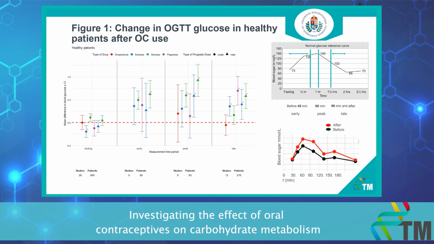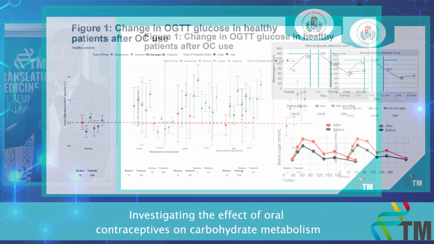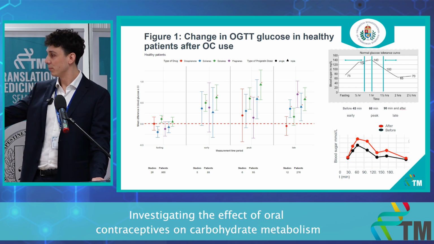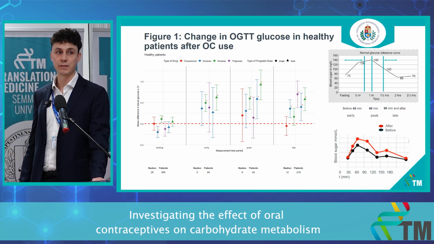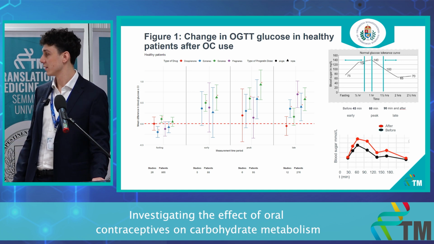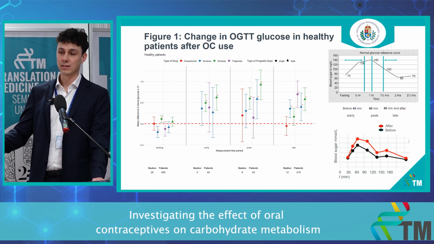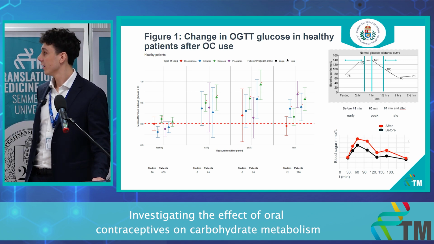We have an early value, which represents the fast-acting glucose. So it's the values that are before 45 minutes on the OGTT test. We have a peak category, which represents the values at 60 minutes, and we have a late category, which represents the values at 90 and after.